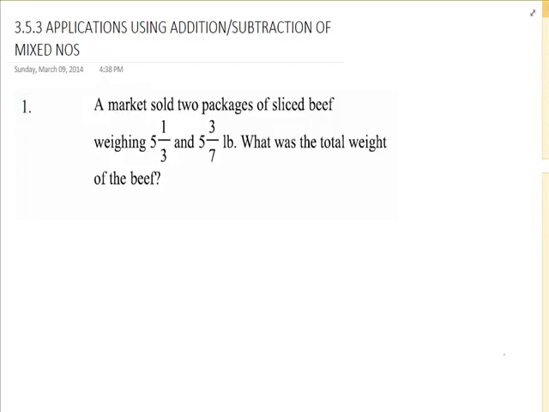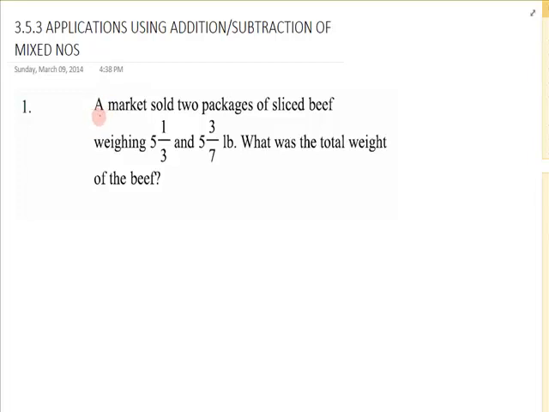All right, in this lesson we're going to look at application problems, and I think we will end up using either addition or subtraction of mixed numbers. I don't think I'm going to use the equation approach. We're just going to use keywords.